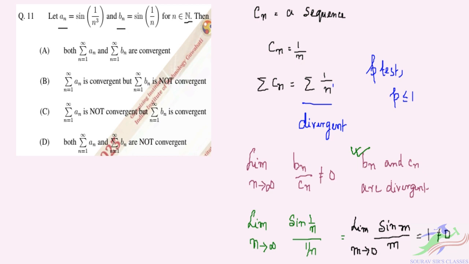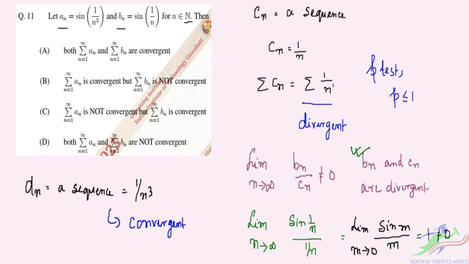So let us check with another sequence, that is a_n. Let us take another sequence d_n, which is given as 1 upon n cube. So this is d_n. Through the p-test, you can easily see that this series is a convergent one. Why? Because for p less than or equal to 1 it is divergent, and for p greater than 1 it should be a convergent series.